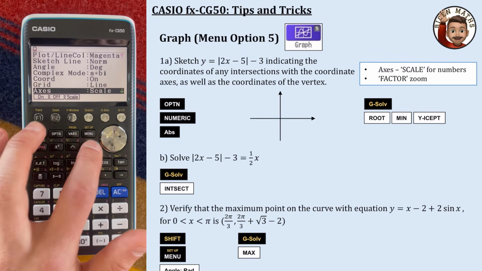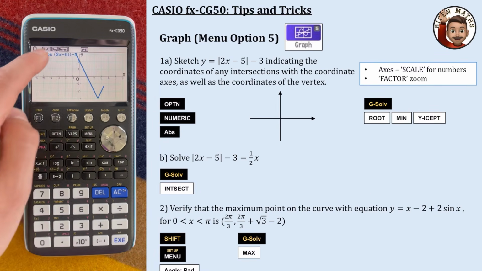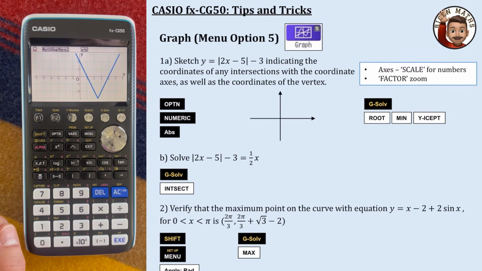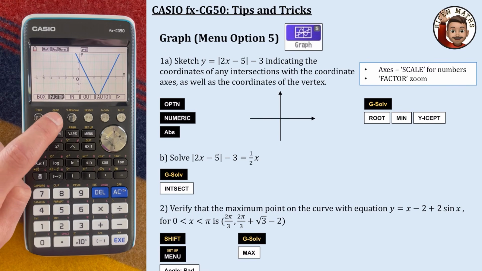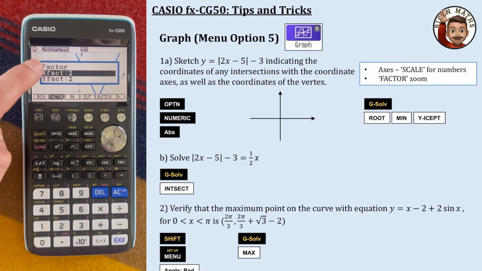Now, let's say that when you draw this graph, you can't see the whole thing and you want to see a little bit more. Well, I'm going to show you how to use this zoom feature really quickly as well. So when you press the zoom feature, I think the most useful one is to use F2, which is factor. So if you press this, what you want to do is I would recommend setting them as 2 and 2.